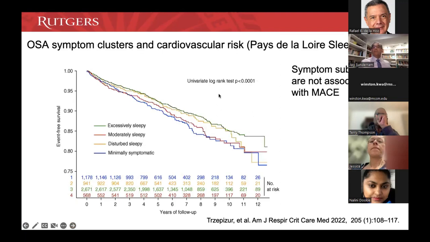However, in France, a study doing something very similar looked at MACE events and looked at OSA symptom clusters, again classifying them as excessive sleepy, moderately sleepy, disturbed sleep, or minimally symptomatic, and couldn't reproduce the data shown previously. It's possible that the populations are quite different. Here, this population included mild apneics as well, whereas in the previous database, it was mainly moderate and severe OSA patients. And also the way that symptom clusters are performed is different when you look at different studies.